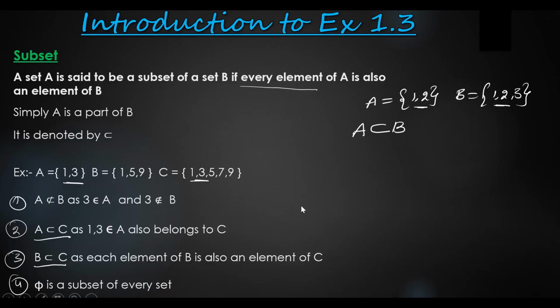Let's have a few important notes. What's the first one? A is a subset of B if small a belongs to A implies small a belongs to B. Suppose A is equal to {a} and B is equal to {a, b, c}, then only we are saying A is a subset of B. That means small a belongs to A implies small a belongs to B also. Okay, this is the point we are writing here.